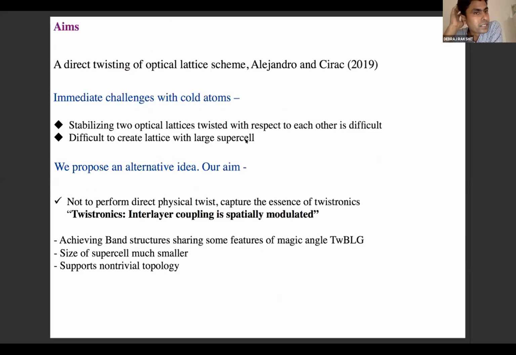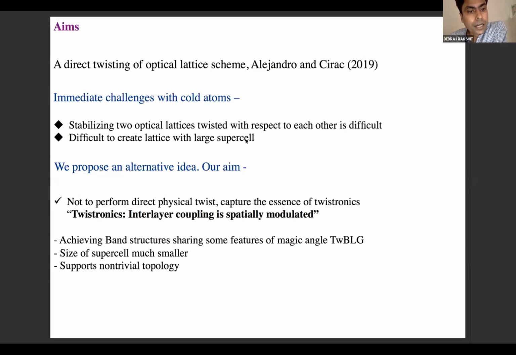Here I will explain the precursor of the idea. We can obviously create two optical lattices and then try to directly twist them. This was the first talk by Alejandro, and it is a very nice approach. But when we first planned a simulator, we thought of two immediate challenges that experimentalists could face. First of all, directly rotating the optical lattices is a bit of an involved process, and there can be certain challenges in stabilizing the platforms.